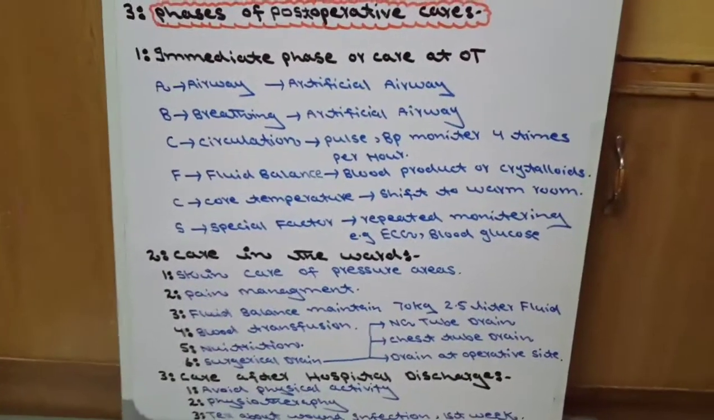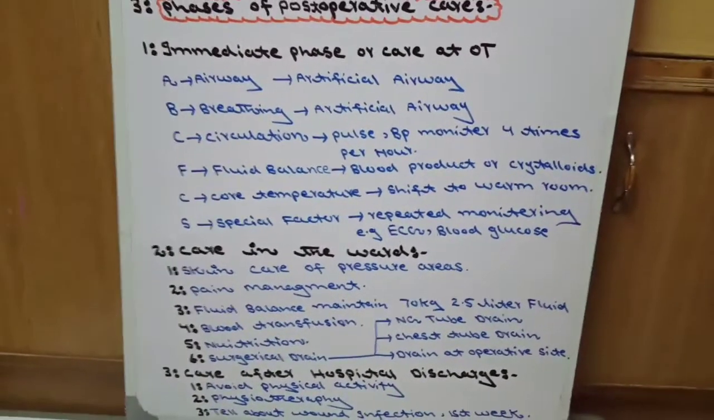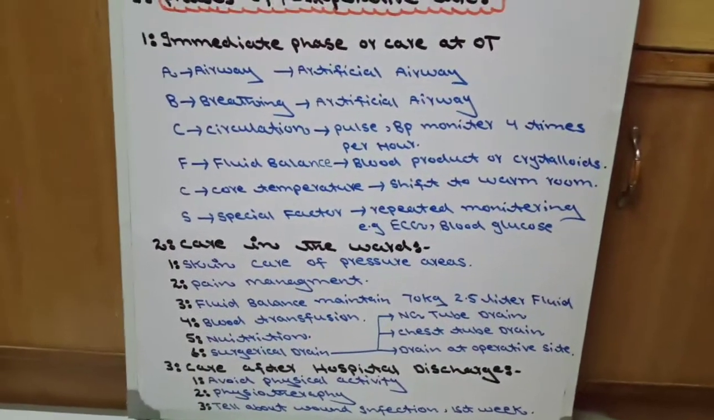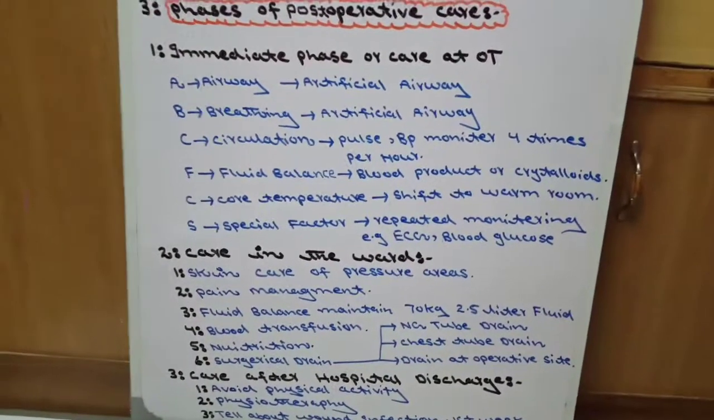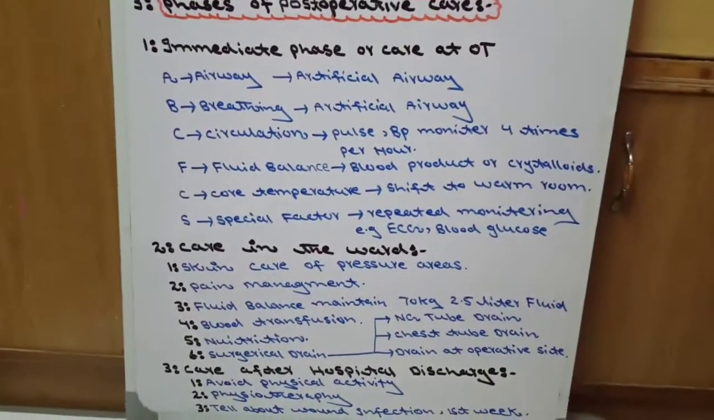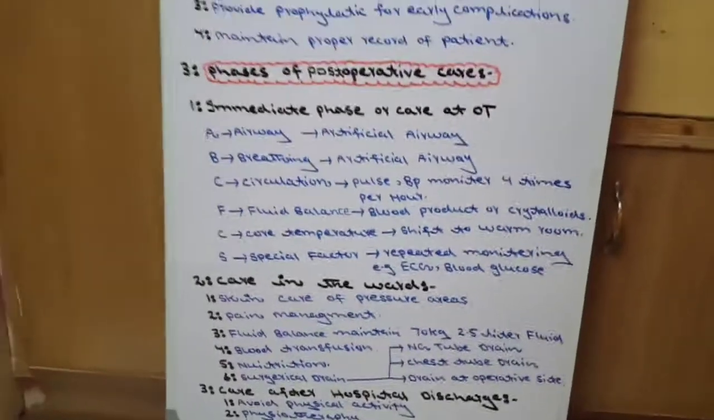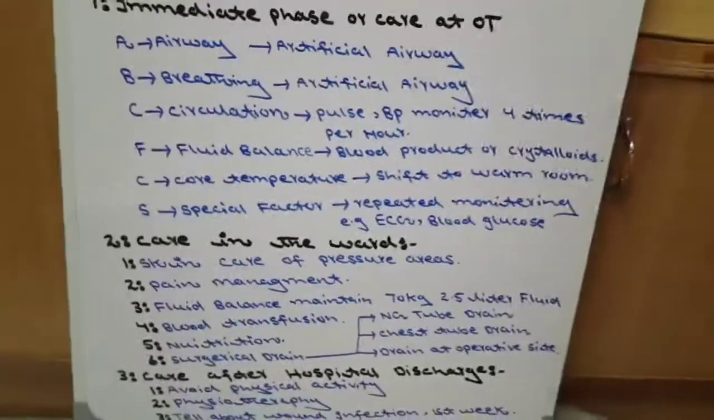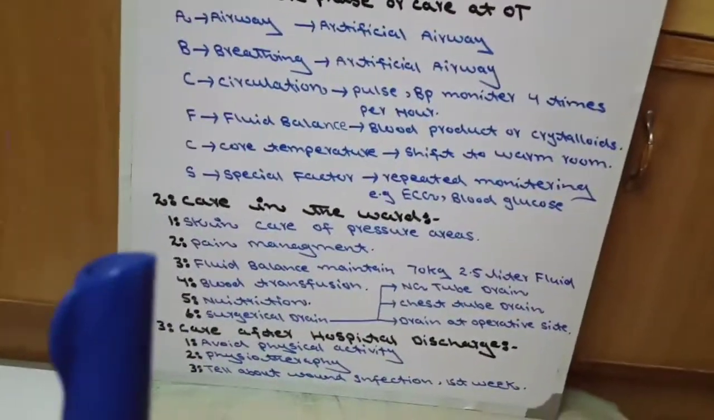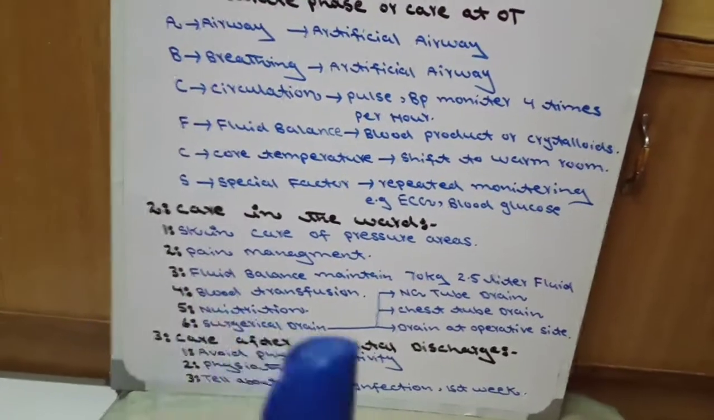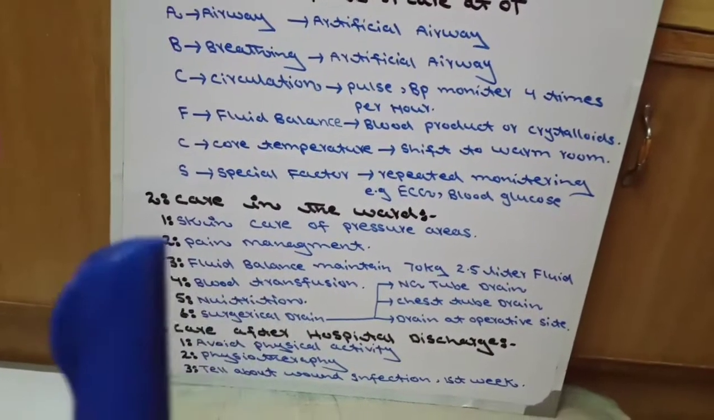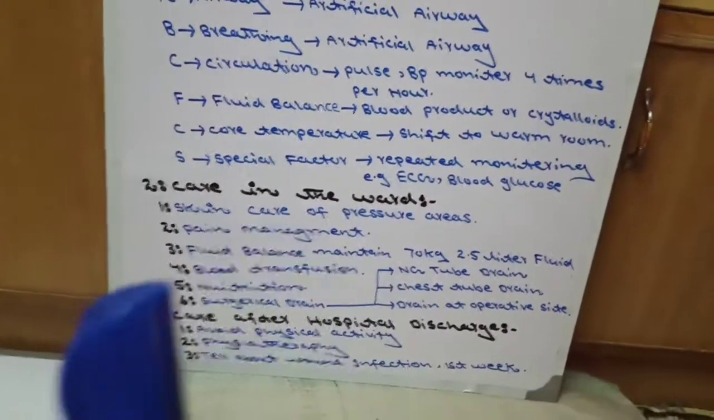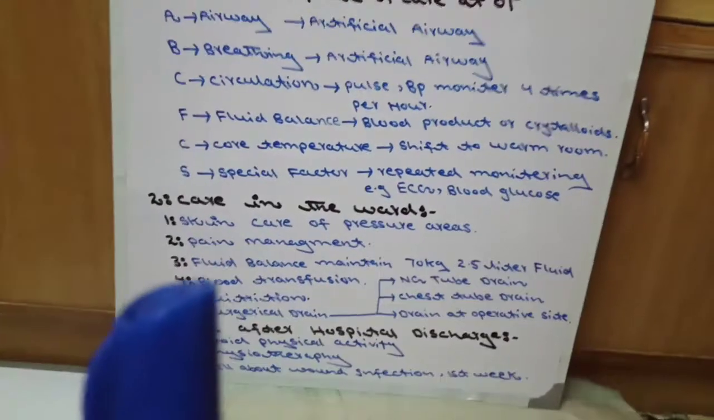When the patient lies on the bed, we should change the position of the patient, because when the patient lies on the same side, it creates pressure areas which are painful for the patient. So we should repeatedly change the position of the patient on the bed in order to care for the pressure areas. Number 2, in the ward we provide pain management to the patient.